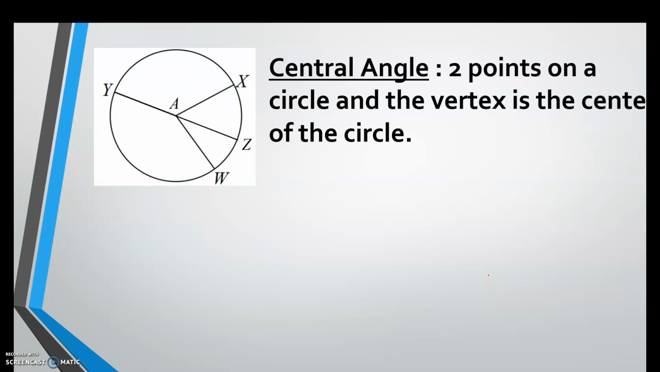A central angle is 2 points on a circle and the vertex is the center of your circle. So I can look at this guy here, X, A, Z. So this is the angle that I'm looking at, and I would just say angle X, A, Z. Or I could say angle Y, A, W. So those are my central angles where the vertex is the center of your circle.